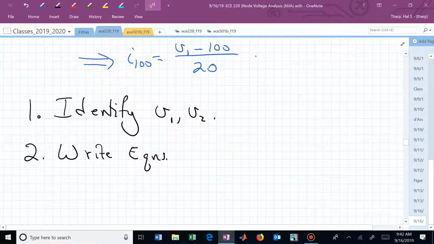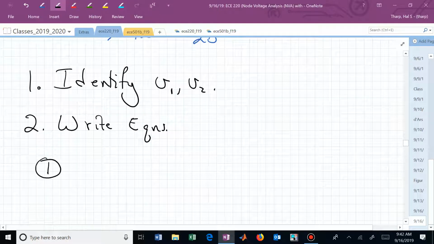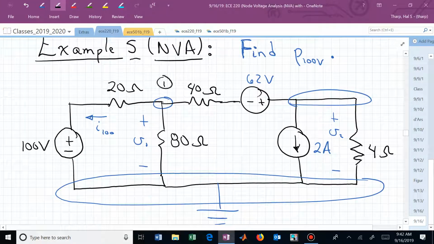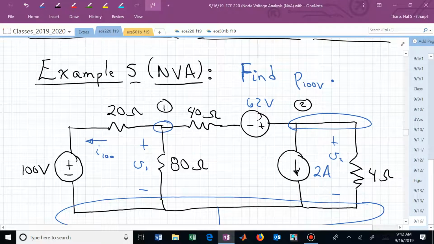Write the equations that will allow us to determine V1 and V2. Let's write KCL then at node 1. Here's node 1. Here's node 2. KCL at node 1. Let's just look at the currents going out.